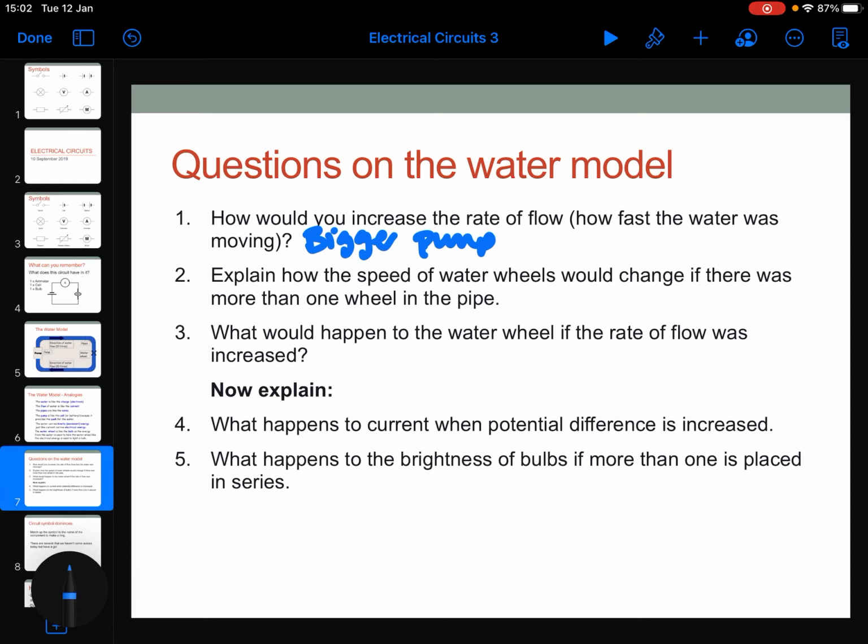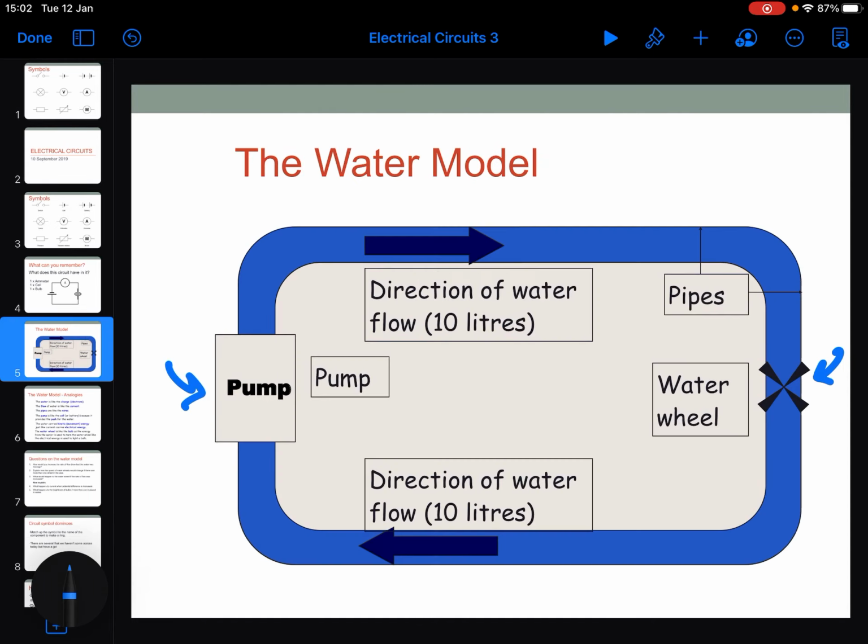Explain how the speed of the water wheels would change if there was more than one wheel in the pipe. So now let's go back here.